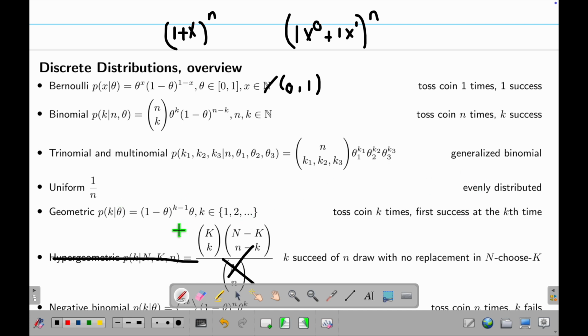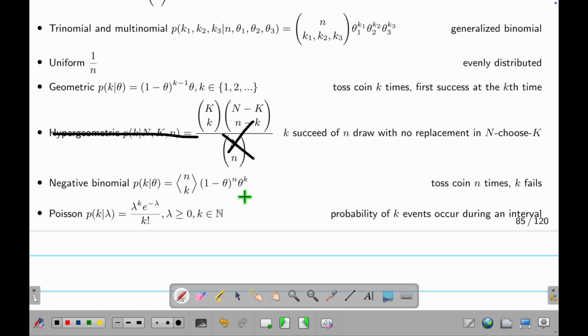And then you have geometric. Geometric is what? You toss k times, all the first k minus 1 times fail except the last one. So suppose you toss 10 times, all the first 9 times fail. So you have fail times 9, multiply itself 9 times, and this is success. Theta means success, okay? Then what is 1 minus theta? Means fail. So fail 9 times, success last time. Trivial, right?